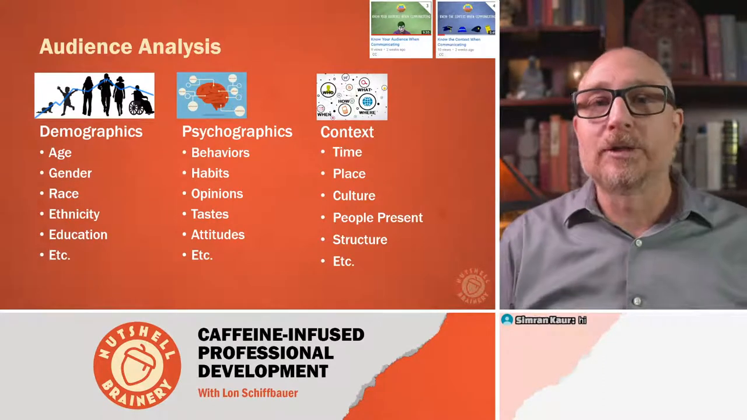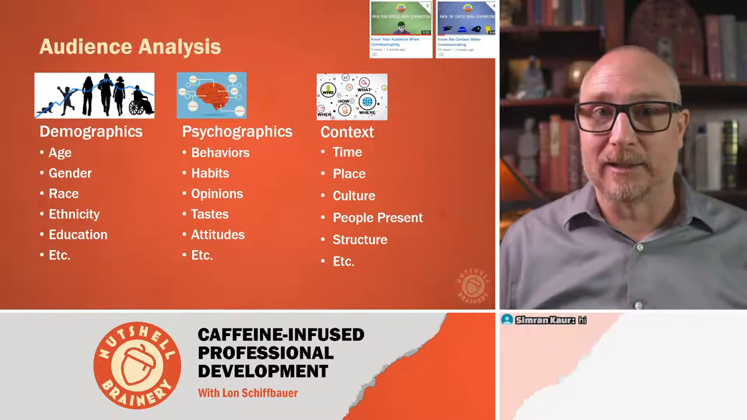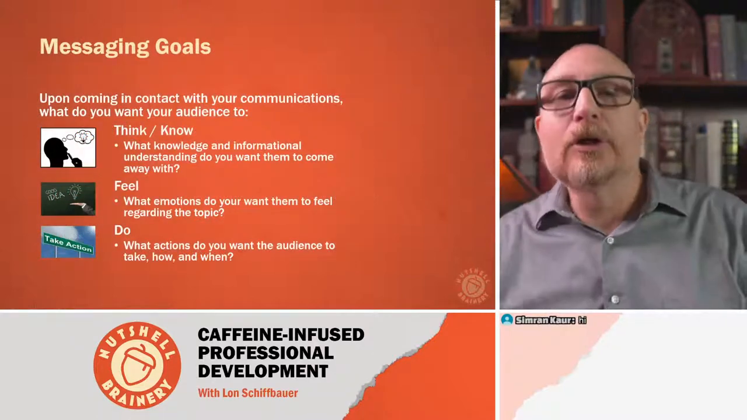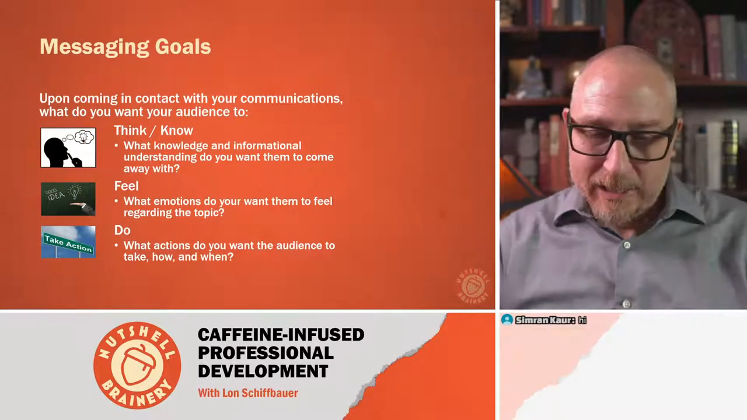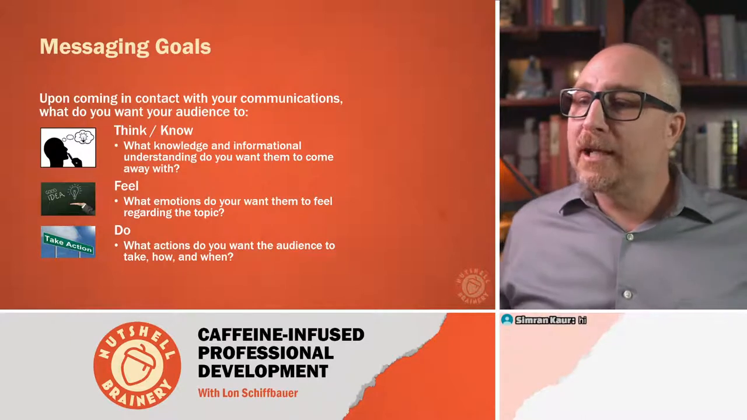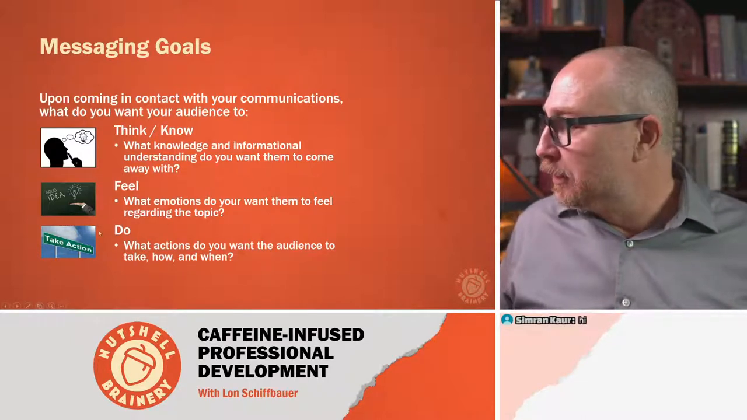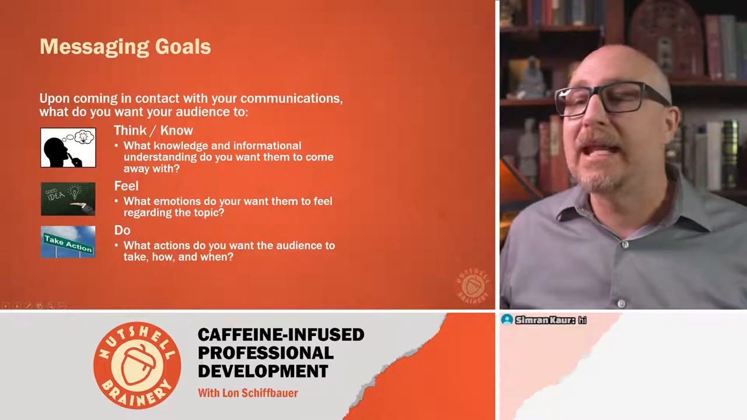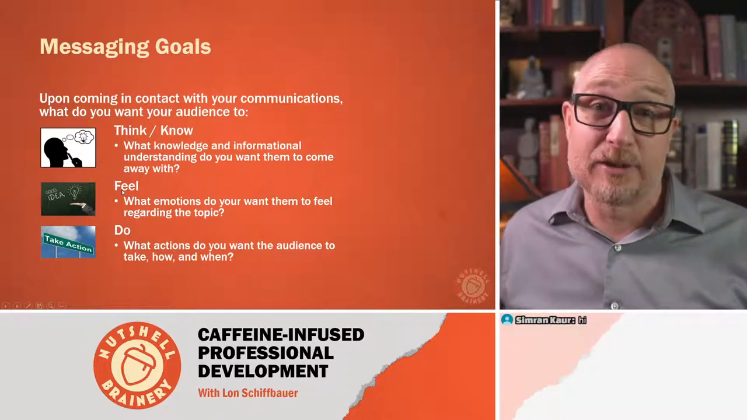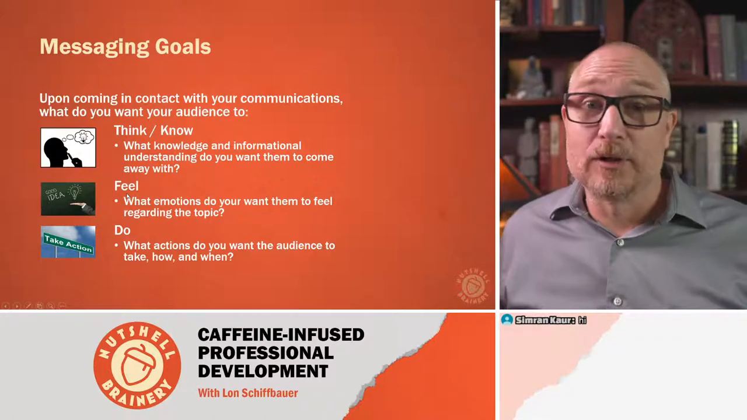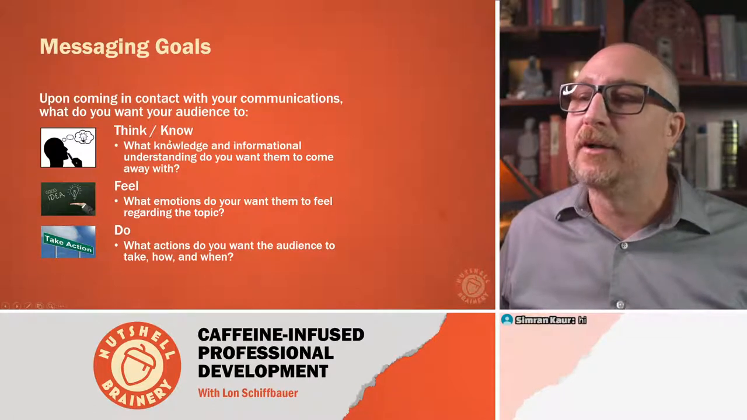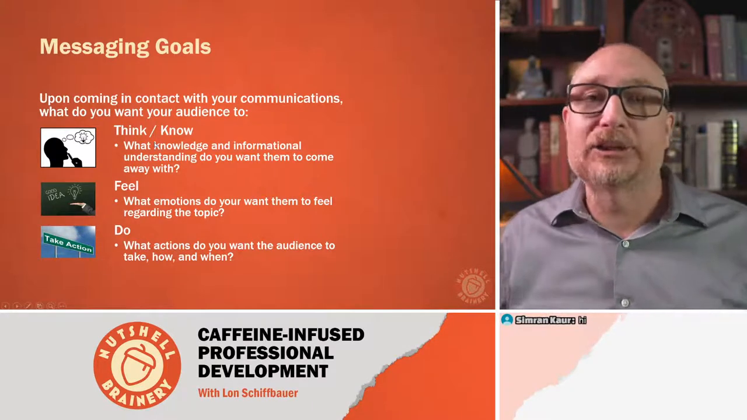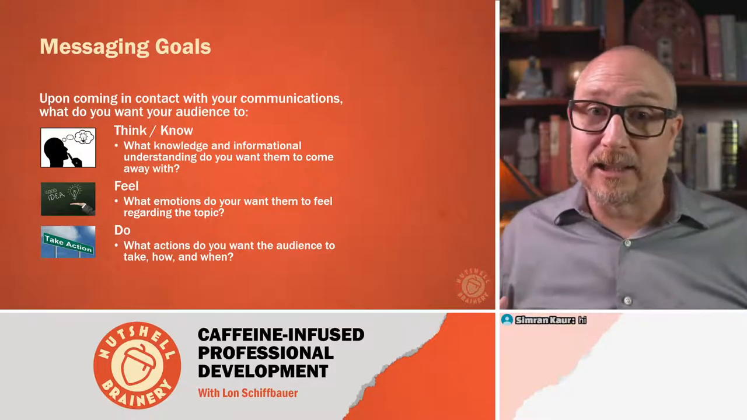Now, you're going to want to look at the context of your audience. And then you're going to look at messaging goals. Here's the idea. For anybody to do something, here's the do: what do you want them to do? For somebody to do something, they need to feel like it's the right thing to do. In order to feel like it's the right thing to do, they need to understand. They need to think and know. They need to understand and have the information necessary to really process it.